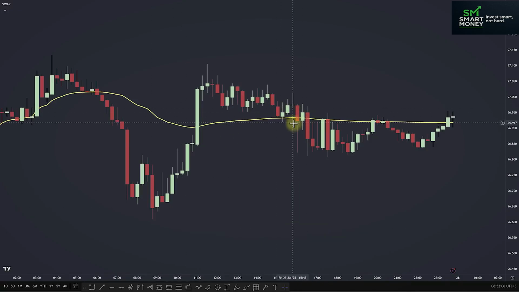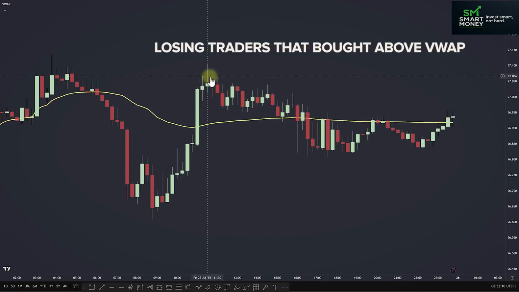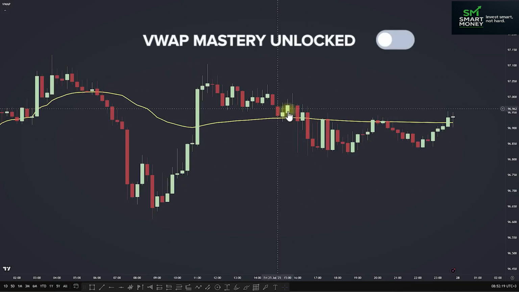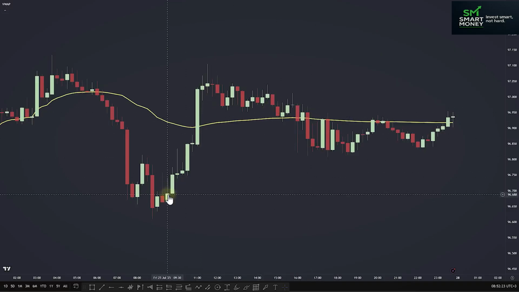Every time price approaches VWAP, you're watching a battle between traders who bought above it and are now underwater, and traders who bought below it and are protecting profits. Once you see VWAP this way, every price movement starts making sense.